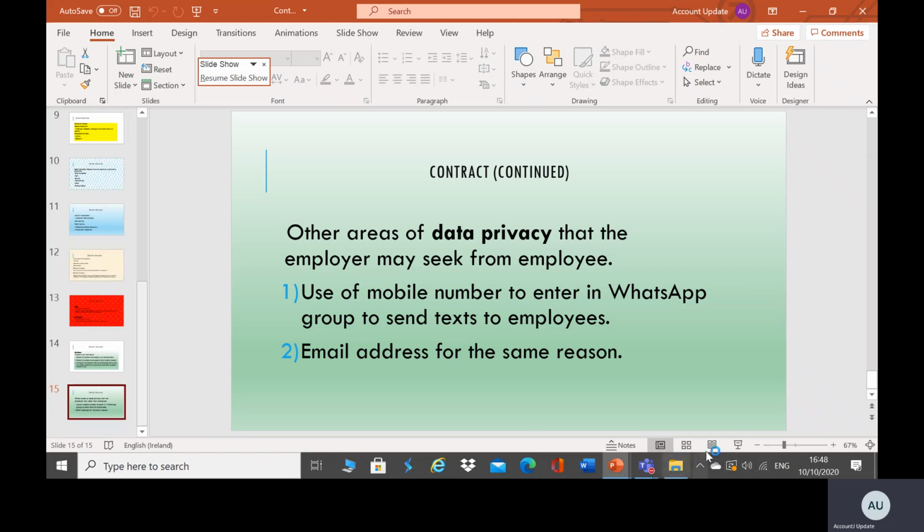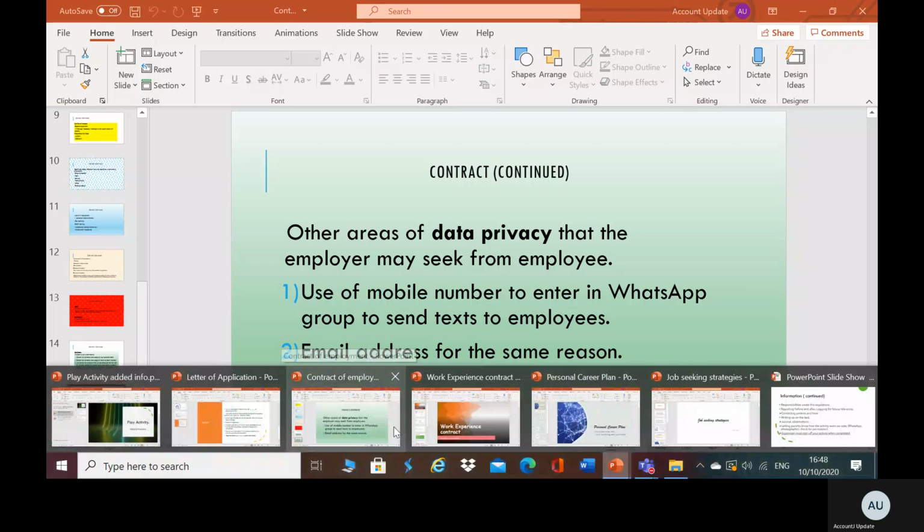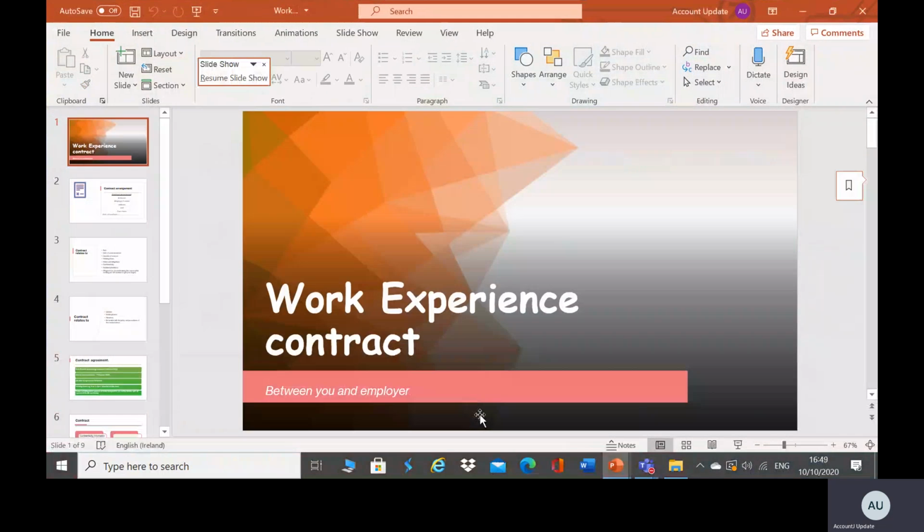So that is the contract of employment gone. Now, the next thing we're coming up to is the work experience contract. Now, this is something you're going to have to do yourself. You're going to have to design it yourself. You've got the information from the previous slide. Now this is the work experience contract between you and the employer. Now you're going to draw this up, ladies, and you're going to take it into your room leader or your class teacher or your manager, and you're going to get them to sign it.